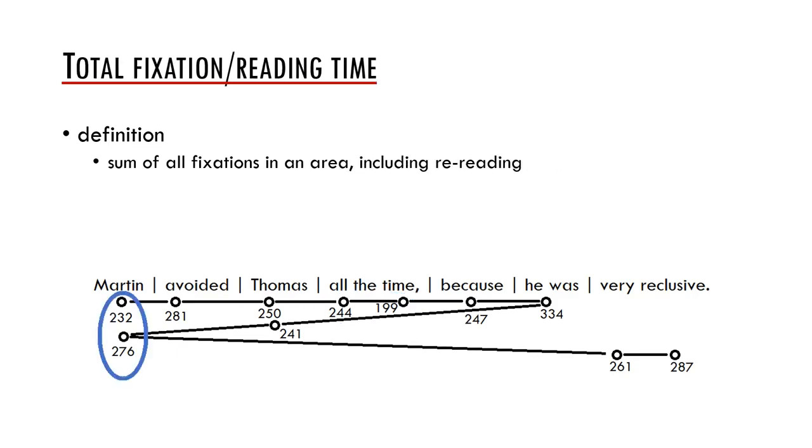Another measure is the total fixation time. This is simply the sum of all fixations in an area, including rereading. In the example below, the total fixation time for the region Martin is 508 milliseconds, which is a sum of 232 and 276 milliseconds. This is an often used measure. It may be interesting especially in case there are no effects for first fixation duration or first pass duration. In that case, it informs us that there is a difficulty in the later stages of processing.